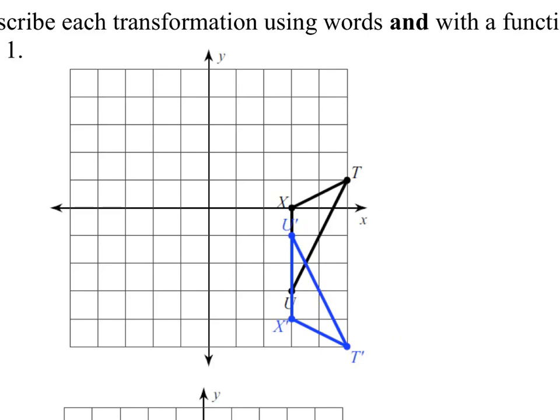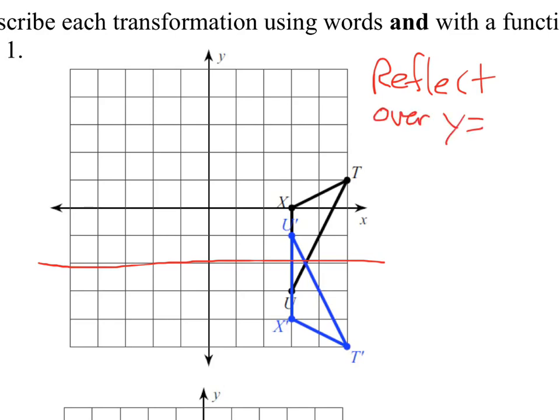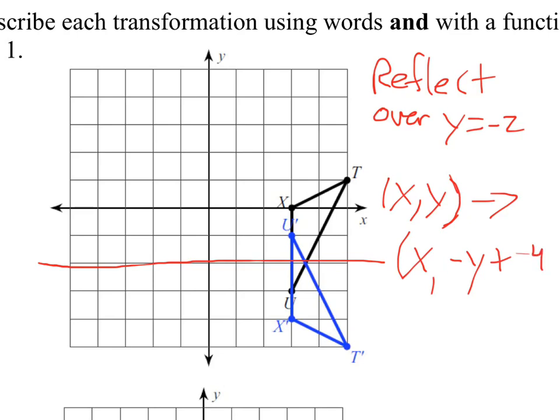So on number one here, if you have the two shapes, you can draw a line in the middle and it makes a mirror image on both sides. Then that's going to be a reflection. So you should write a reflect. And that line right there has a height of -2. So you're reflecting over the line y equals -2. And the function that will do that for you is xy goes to x, -y plus -4, or just subtract 4.